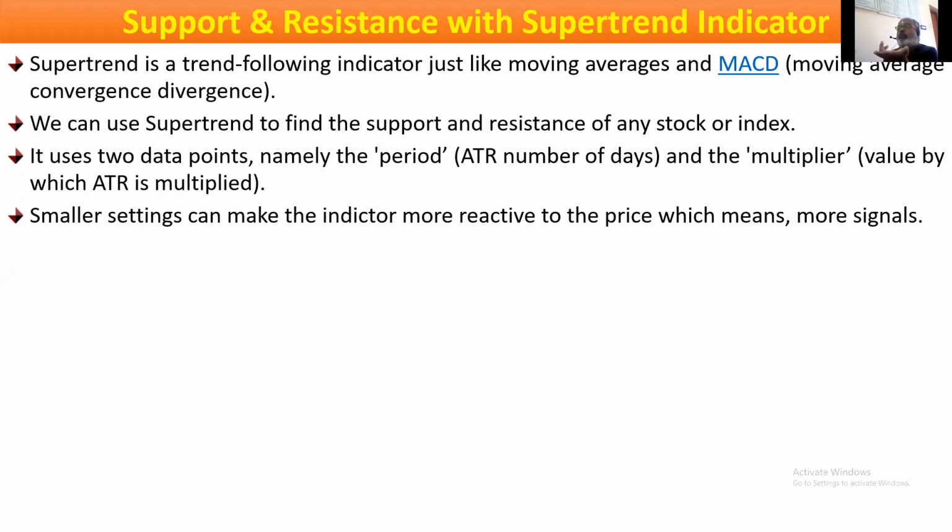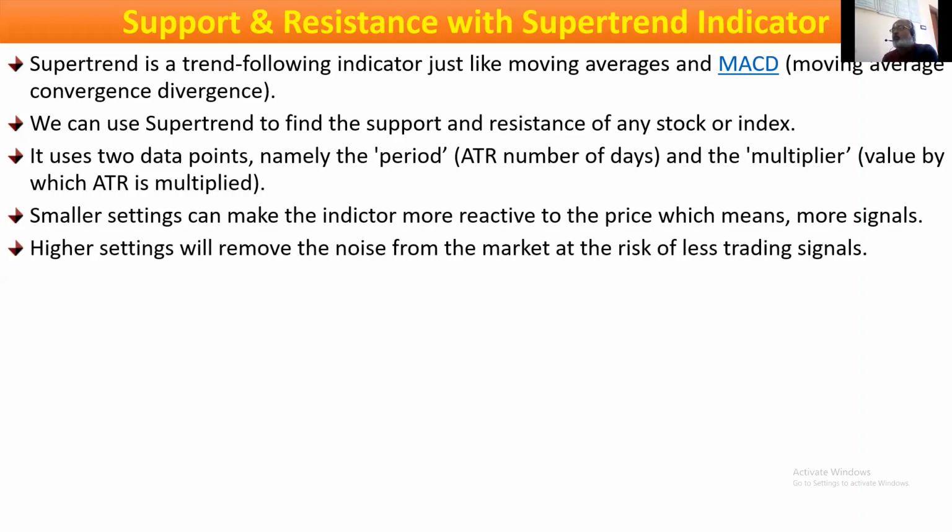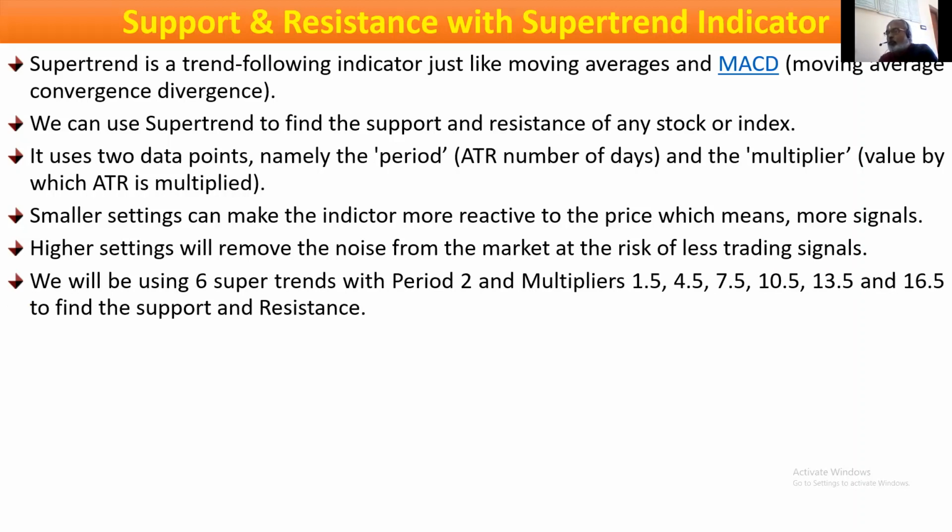Different indicators use different settings. Smaller settings can be used for finding signals very frequently, whereas if you use a higher setting, you will get signals which are less frequent, and you can get a very good trend. Higher settings will remove the noise from the market, but you will get fewer trading signals. We will be using 6 Supertrends with a period of 2 and multipliers 1.5, 4.5, 7.5, 10.5, 13.5, and 16.5 to find the support and resistance.